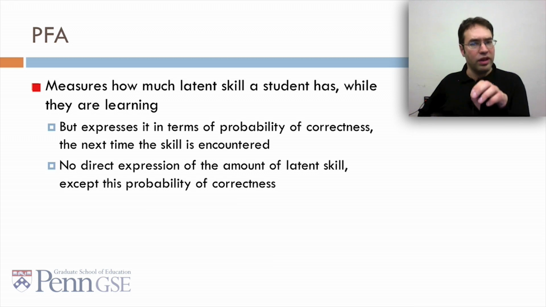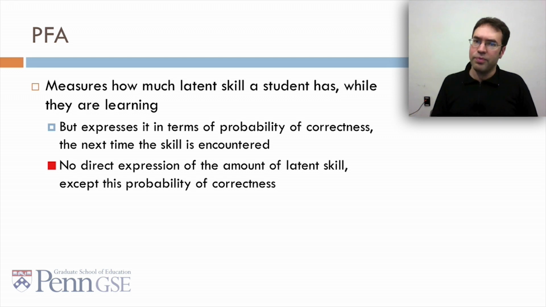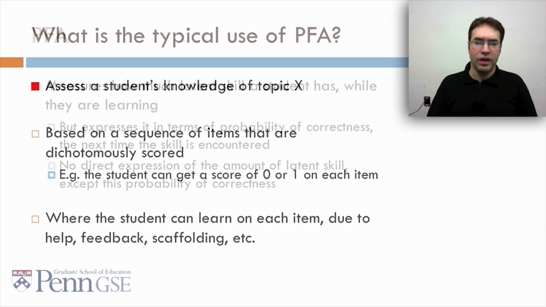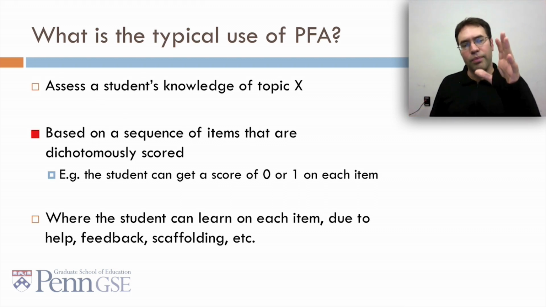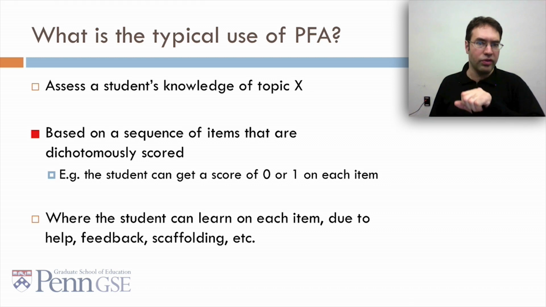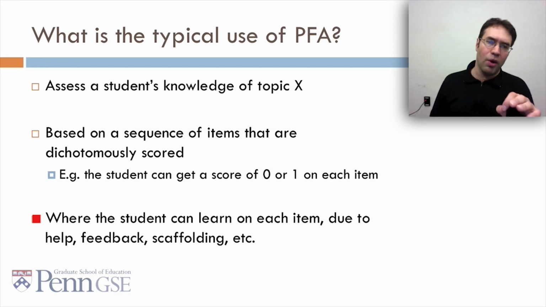PFA measures how much latent skill a student has while they're learning, but expresses it solely in terms of probability of correctness the next time the skill is encountered. There's no direct expression of the amount of latent skill in PFA, except this probability of correctness. In PFA, you assess a student's knowledge of topic or skill X, knowledge component X, based on a sequence of items that are dichotomously scored, or in other words, the student can get a score of 0 or 1 on each item, and the student can learn on each item due to help, feedback, or scaffolding.